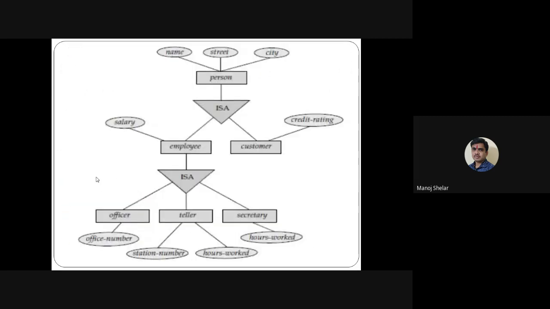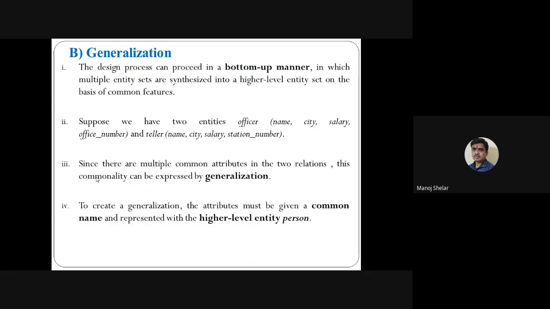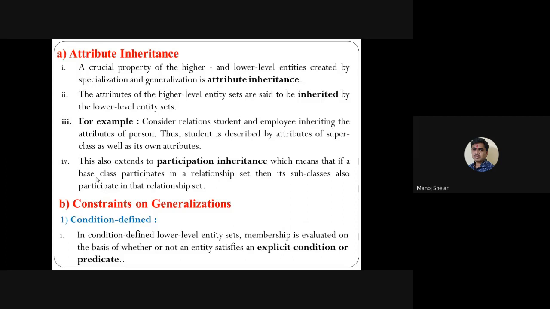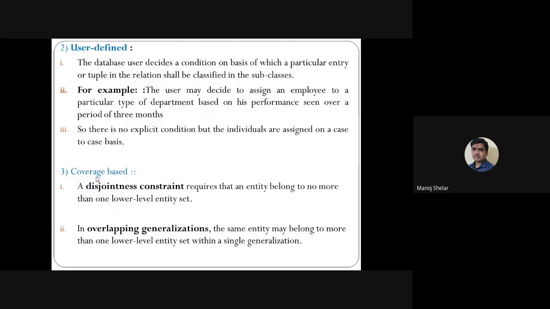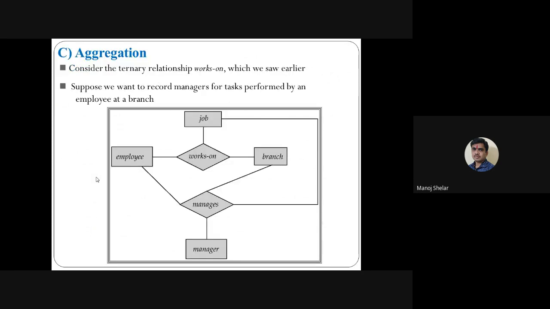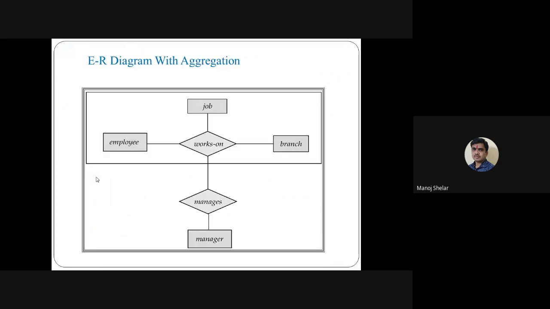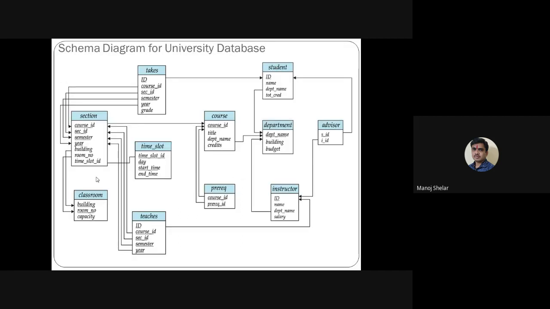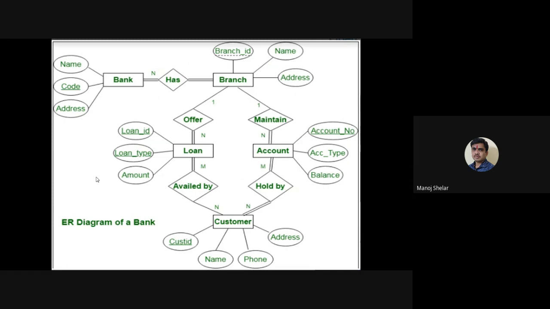types of specialization, example of specialization, then generalization example, then attribute inheritance concept in extended ER features, user defined, then coverage, total generalization or specialization, partial generalization or specialization, aggregation concept in ER diagram, then ER diagram with aggregation, then schema diagram, and then ER diagram of the bank system.